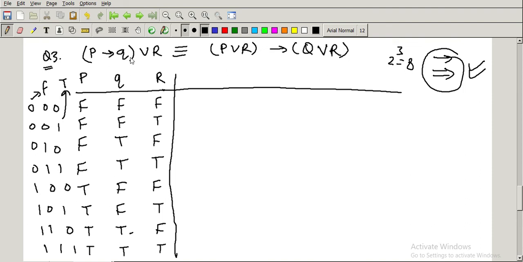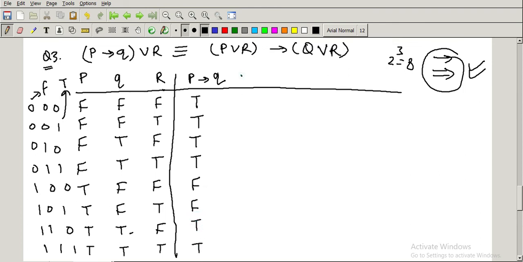Now, if P then Q. If P is false, Q is false, then this is true, right? If P is false, Q is true, then the whole statement is true. If P is true and Q is false, then the whole statement will be false, like this. Here both are true, here both are true.